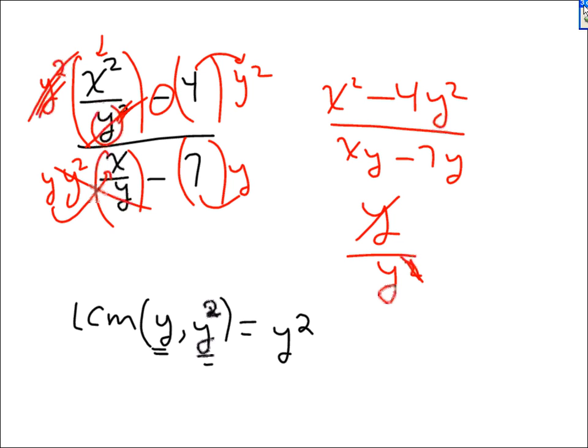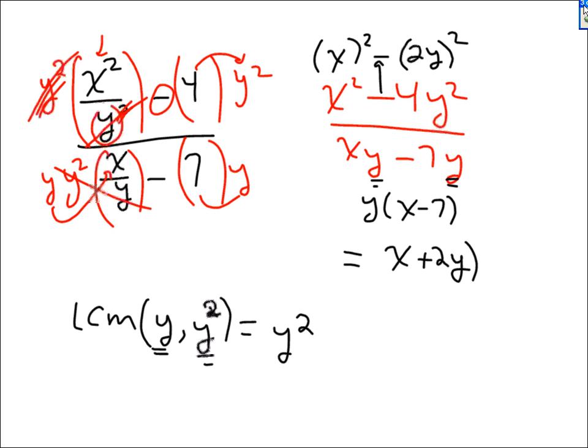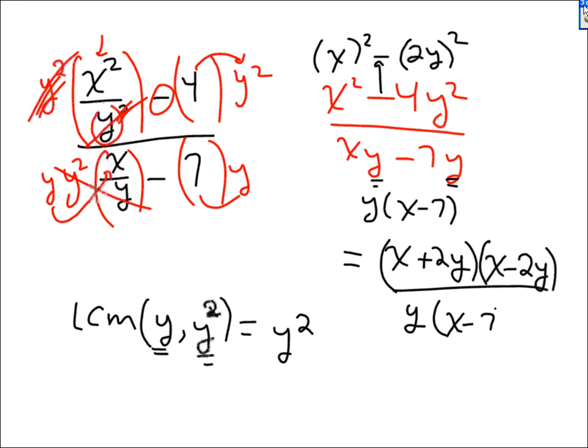Now, it turns out that we can factor. The numerator is the difference of squares. The first term is x squared minus... If you square 2 times y, you get 4y squared. On the bottom, you can factor out a y, and you're left with x minus 7. So the answer will be for the numerator, you add the two things that were being squared, and then you subtract the two things being squared. And on the bottom, you get y times x minus 7.